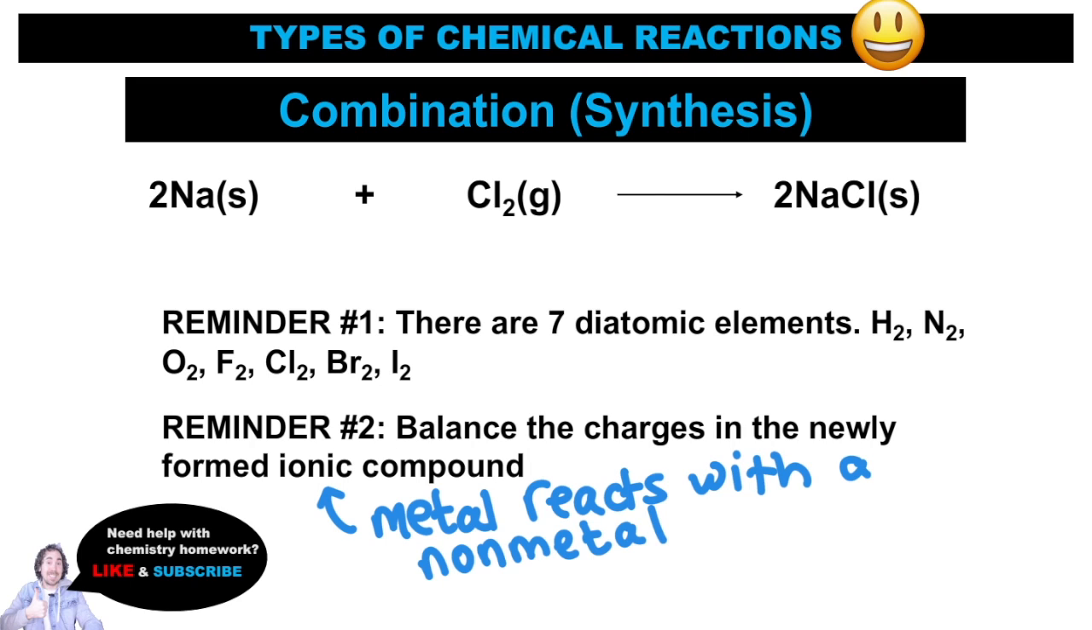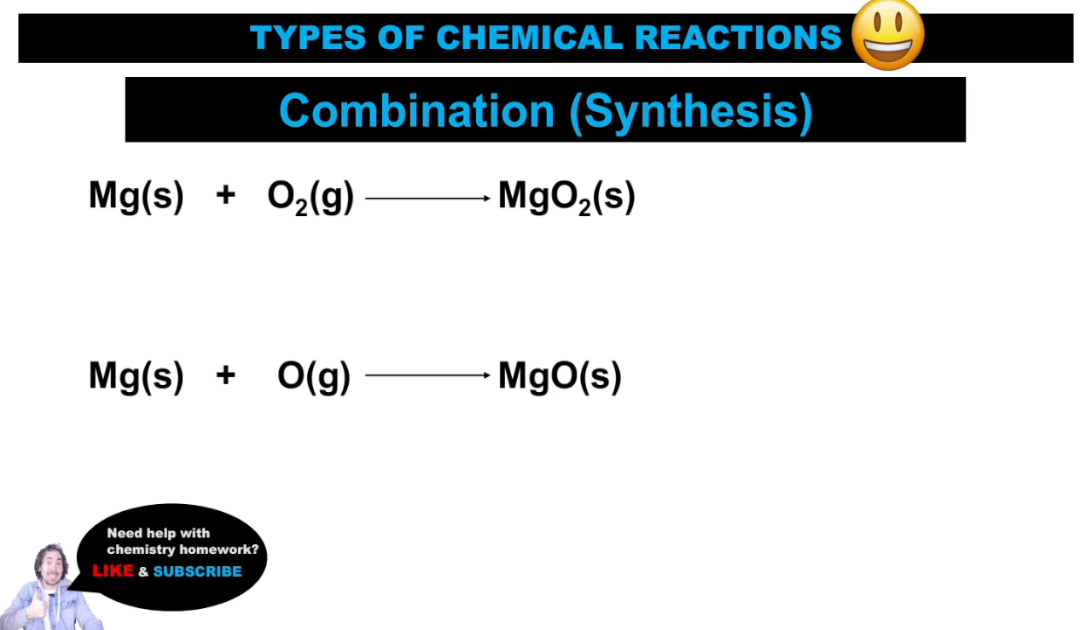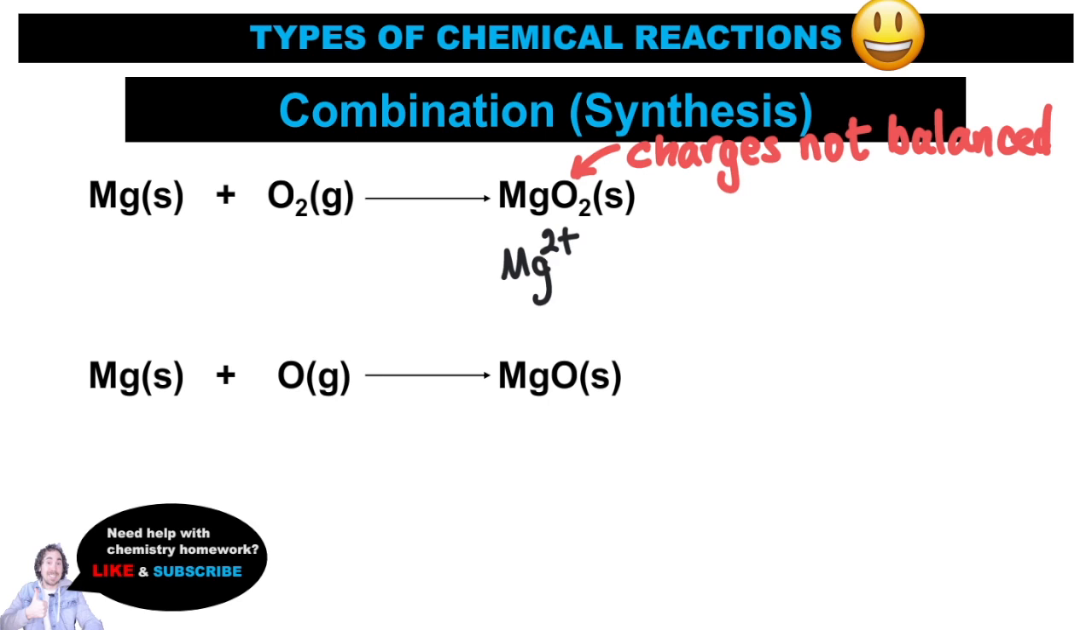Here are 2 incorrect answers to an exam question that asks students to write a chemical equation for the synthesis of magnesium oxide. In the first incorrect answer, the student didn't balance the charges of magnesium oxide correctly. Magnesium is a group 2 metal, so it will have a 2+ charge, and oxide is a group 6 nonmetal, so it'll have a 2- charge. So the correct formula of magnesium oxide is MgO, not MgO2.